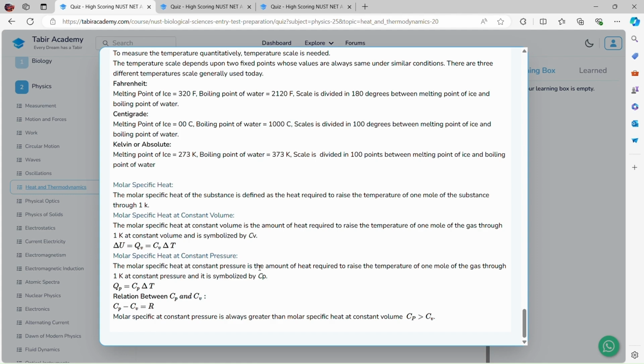Molar specific heat at constant pressure. The molar specific heat at constant pressure is the amount of heat required to raise the temperature of 1 mole of the gas through 1 Kelvin at constant pressure, and it is symbolized by Cp. Qp equals Cp delta T. Relation between Cp and Cv: Cp minus Cv equals R. Molar specific heat at constant pressure is always greater than molar specific heat at constant volume.